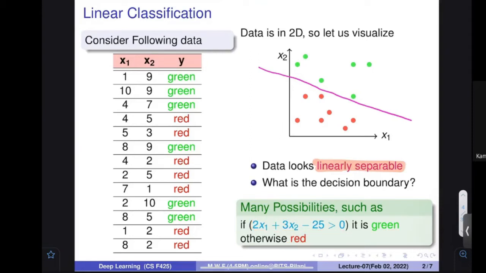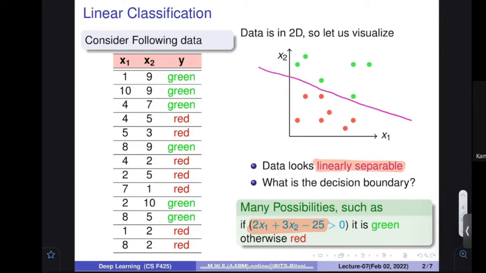How to find out this equation, we would come back later, but let's assume that somebody has given you this particular equation, 2x1 plus 3x2 minus 25. You find out what is the sign of this particular quantity. If this quantity is greater than 0, then you say that the item is green, otherwise you say the item is actually red. My question is whether this formula is correct. Okay, you can just verify.